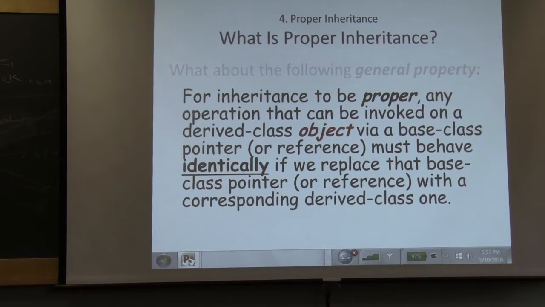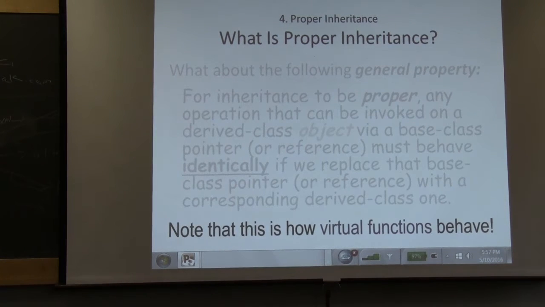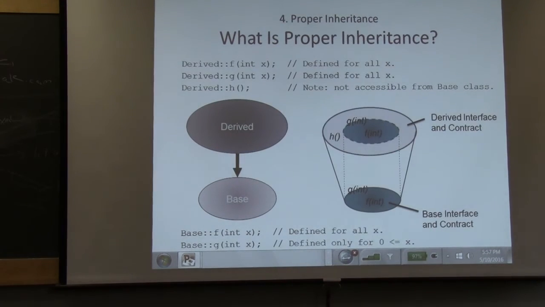So this is a claim. I'm claiming the proper inheritance. For it to be proper, this has to be true. And this is how virtual functions work. There's no choice. There's only one for a given object. There's only one virtual function in place, right? Doesn't matter where you call it. You know, there's going to be one place. Okay. So let's take a look at what this means.